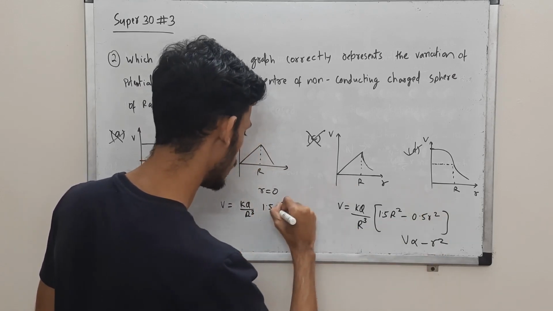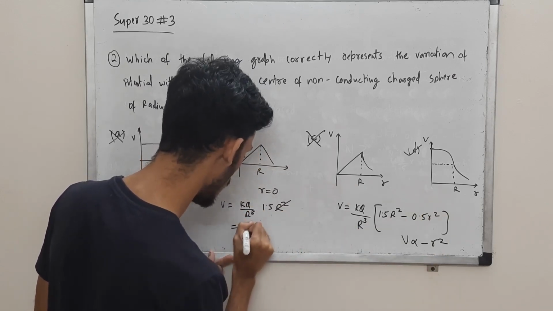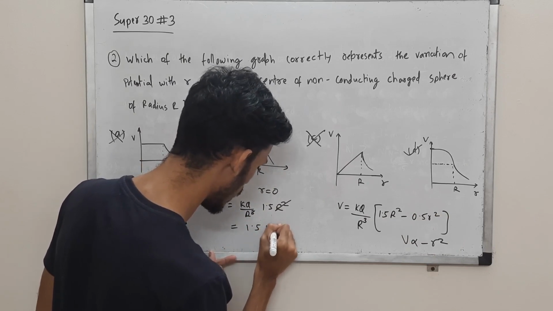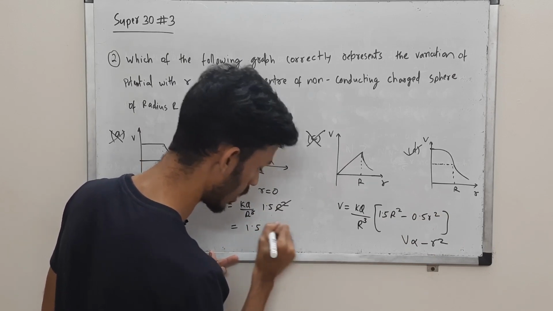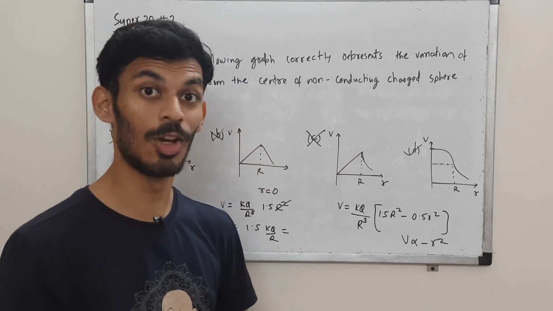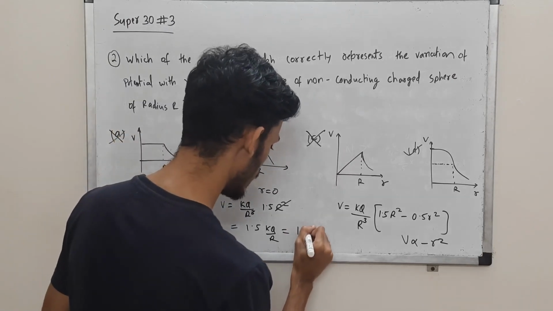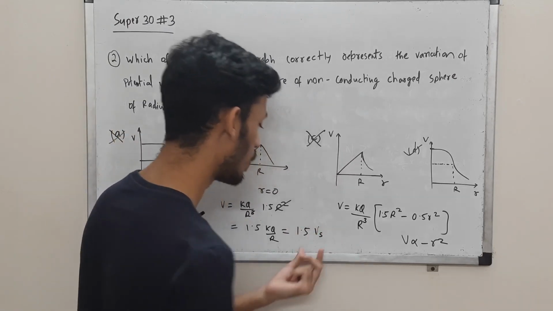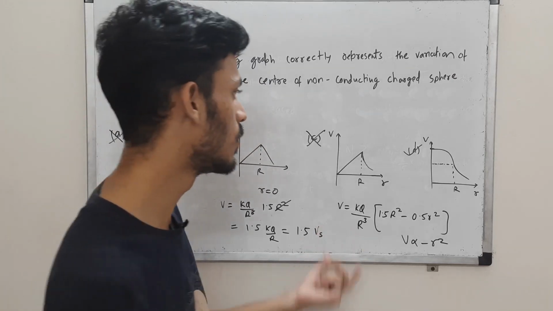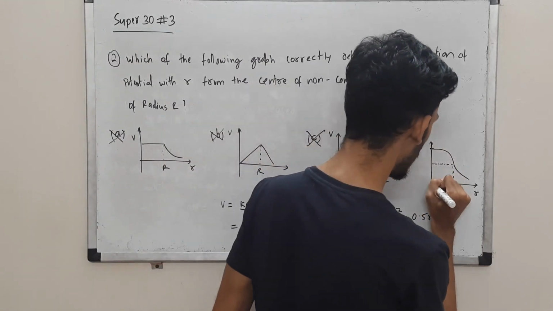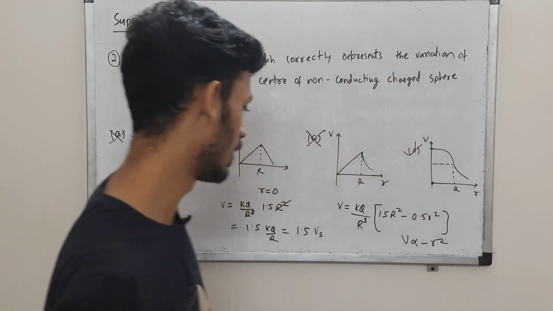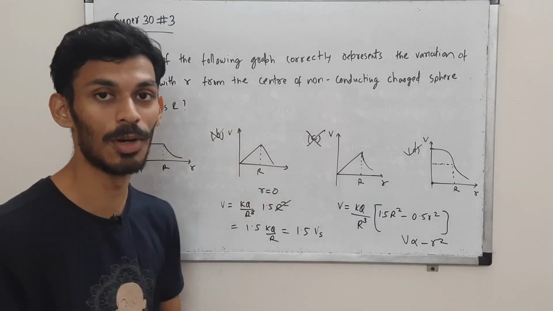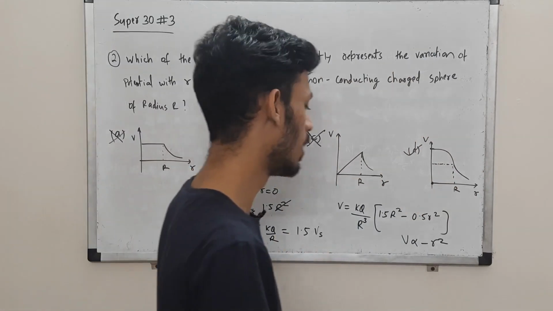This term will become 0, r square, and this will get cancelled. So this becomes 1.5 kq by r. So kq by r is the potential on the surface, at distance r. So this is 1.5 times that. So if you see, the potential at r equal to 0 is greater than the potential at the surface by 1.5 times. This can also be one question.